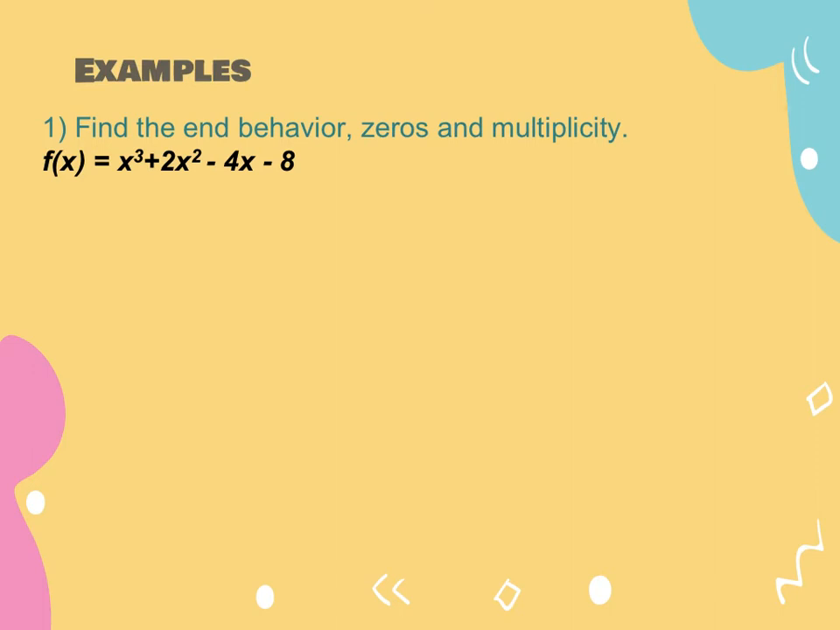All right, so this says find the end behavior, the zeros, and the multiplicity. So the first thing we need to do is make sure this is in decreasing degree order. Is it? Yes. Good. So then what's the degree of this polynomial, or the highest exponent? Cubic. Good. And is 3 even or odd? Odd. Odd, which means one arrow is going up, one arrow is going down. So then I look at the front. Is that a positive x to the third or a negative x to the third? Positive. Positive, which means it rises right and falls left.